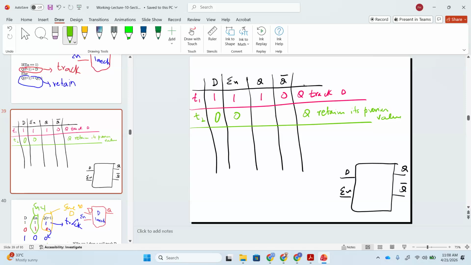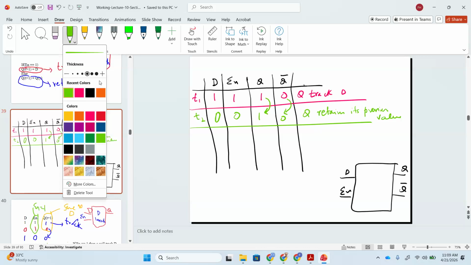1. Why 1? Because from the previous state, it's 1. Basically, can you see here? We have the previous value 1 and 0. So q retains its previous value and q bar will also retain its previous value.